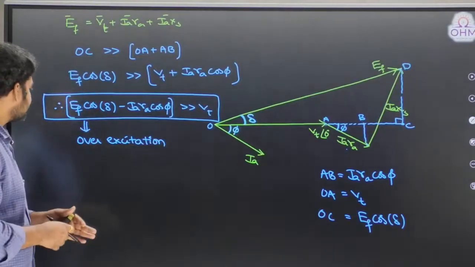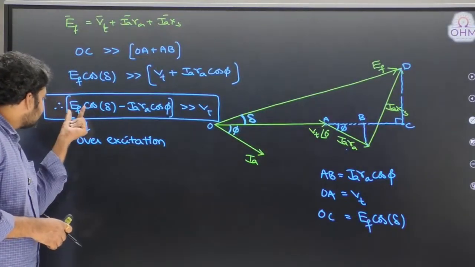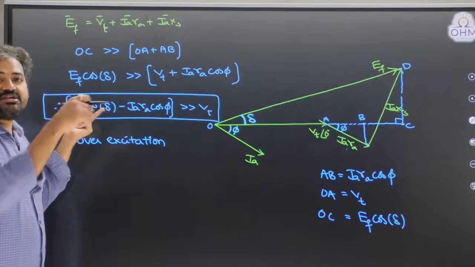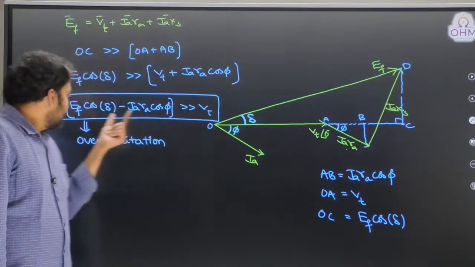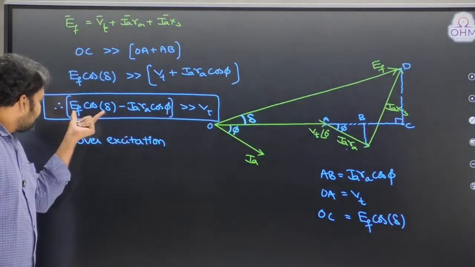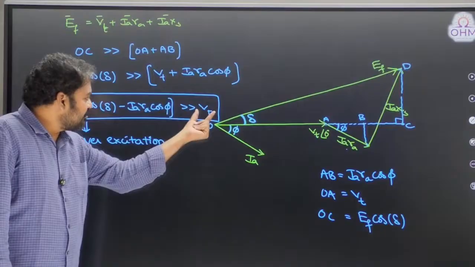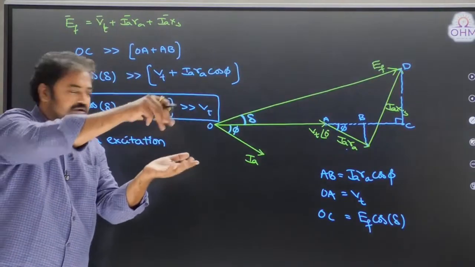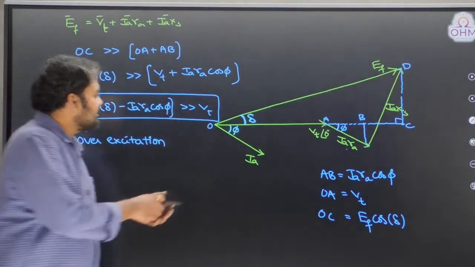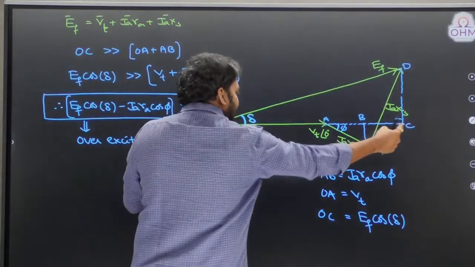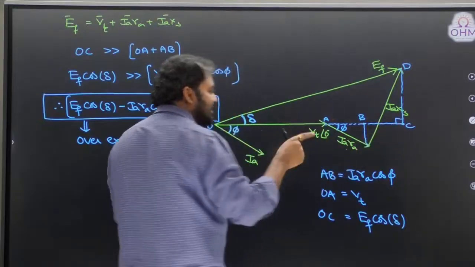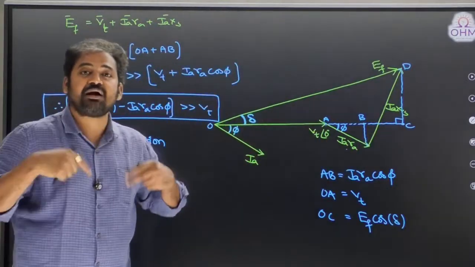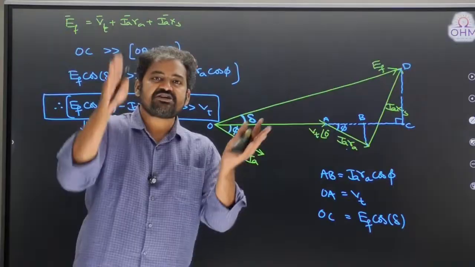Remember, over-excitation means, you look at this EF cos delta, this is indirectly the induced EMF component. This is the terminal voltage component. So the induced EMF component and the terminal voltage component both are in phase, guys, right now. You see that this EF cos delta means this OC length. VT means this OA length. Can I say VT and EF cos delta both are in phase with each other? So I am comparing two voltages which are in phase with each other.